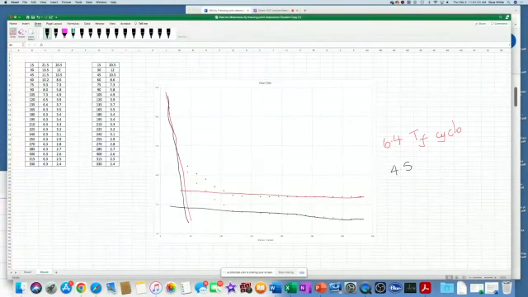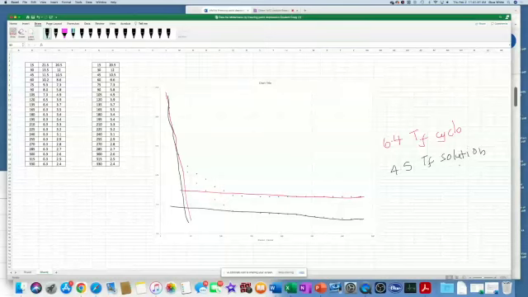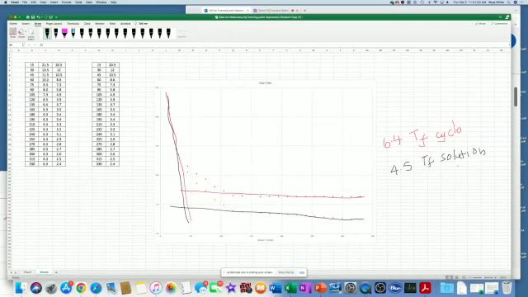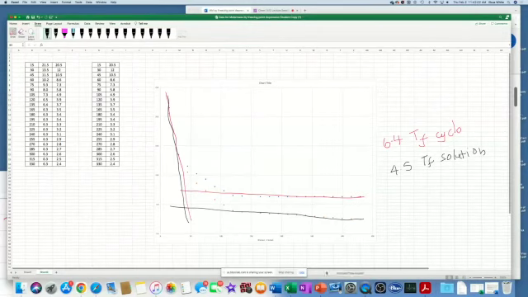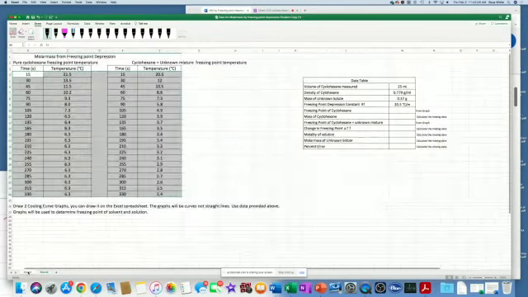I'm not even using a ruler to do that. So this is going to be the temperature freezing of solution. I'm going to write this on my tablet. Temperature freezing of cyclohexane, 6.4 degrees Celsius. Temperature freezing of solution is going to be 4.5 degrees Celsius. Now that I have this, let me go to the next page because I did all my scribbles here.